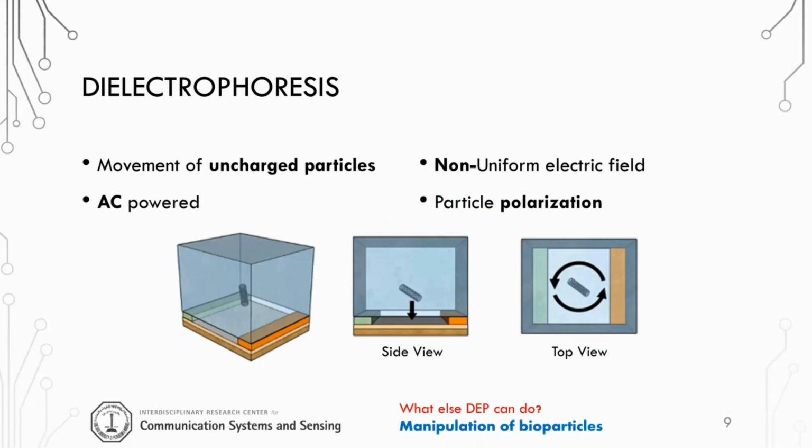In terms of the electric field, in this case, we should have non-uniform. If we have uniform, it will not work. So we have to have non-uniform electric field. And also it is DC powered.